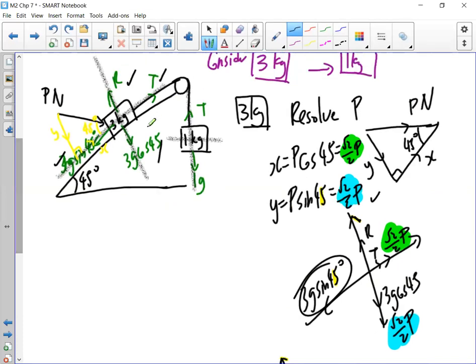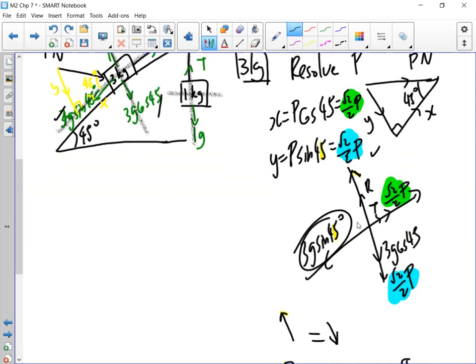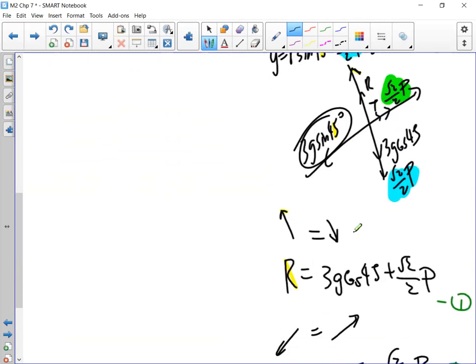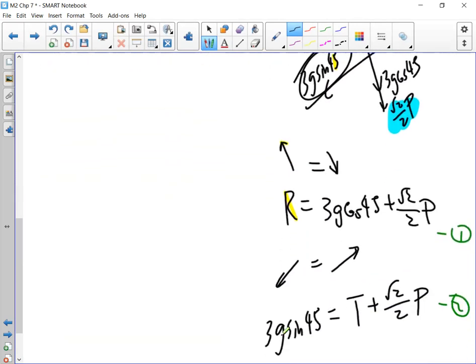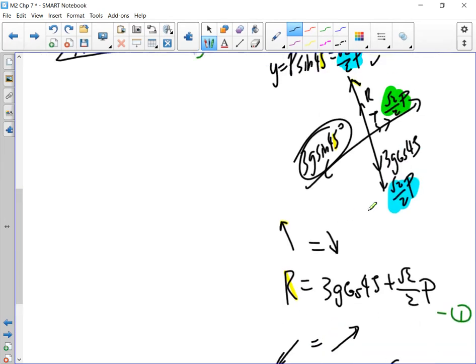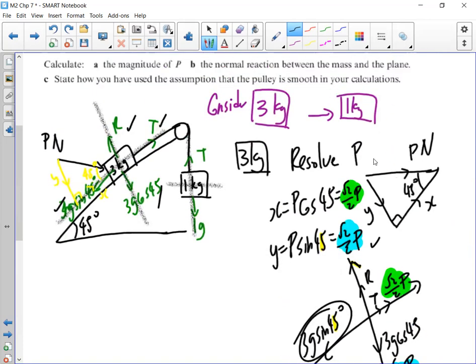We have followed our 3 steps. Step 1, resolve any forces not on the axis. Step 2, force diagram. Step 3, upwards equals downwards, left equals right. There are too many variables in each of these. There are R and P for the first one. For the second equation, we've got T and P. So there are 3 variables in here, so it's unsolvable right now. So what can we do? It's time to call our friend, the 1 kilogram.